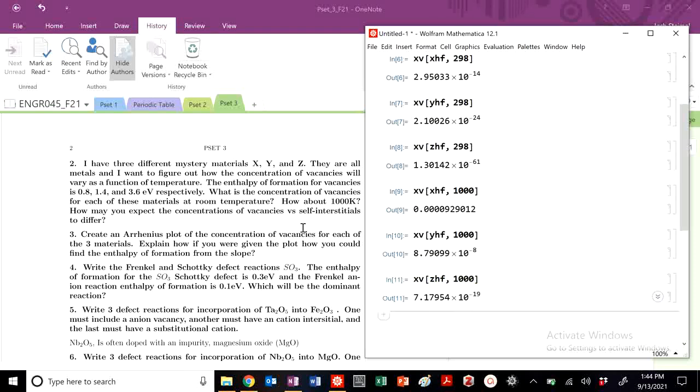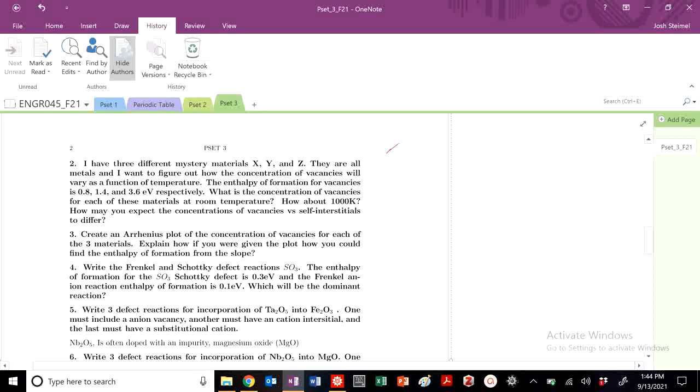There we go. So how do you expect the concentration of vacancies versus self-interstitials to differ? I would expect the concentration of self-interstitials to be much smaller. Why? Because we know that the enthalpy of formation of vacancies is much less than the enthalpy of formation of interstitials. There it is, and we see that can make the difference.